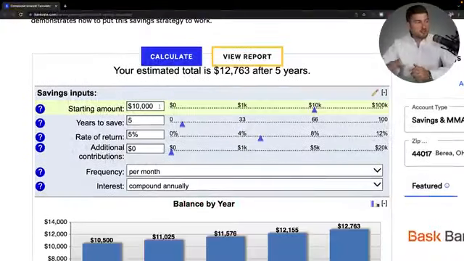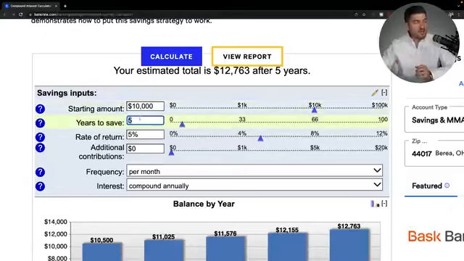Okay, so here's an example of compound interest. Let's say we have $10,000. We can either have this $10,000 sitting in our mattress or in our closet, as I mentioned earlier, or we can have this money working for us. So if we have $10,000, we're going to save it for 5 years, and we're going to have a rate of return of 5%. So after 5 years, our $10,000 turns into $12,763.